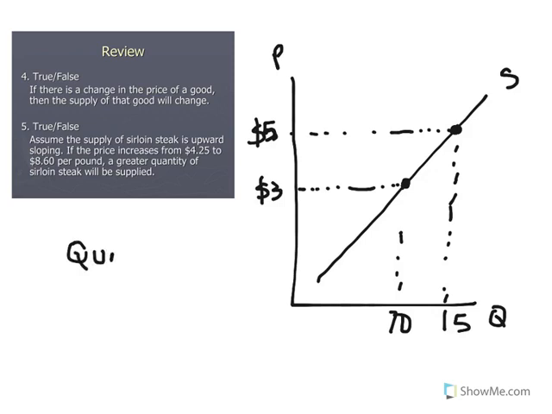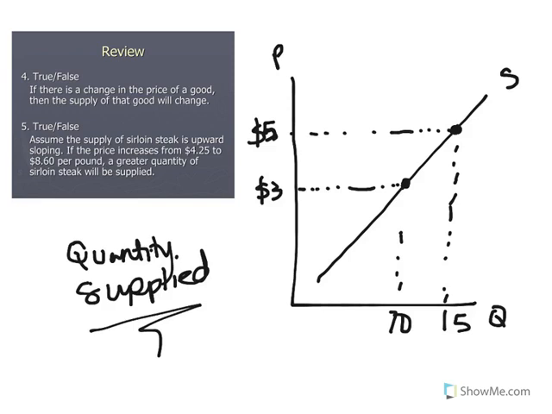So sometimes students can find that a little tricky. In other words, the difference between quantity supplied versus a change in supply. So in this example, number 4, just the quantity supplied changes, not the actual supply. So number 4 would be false.